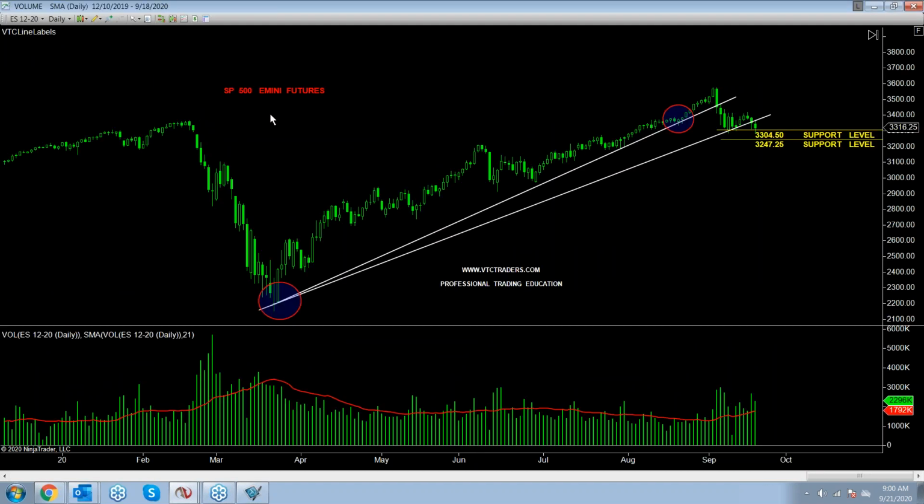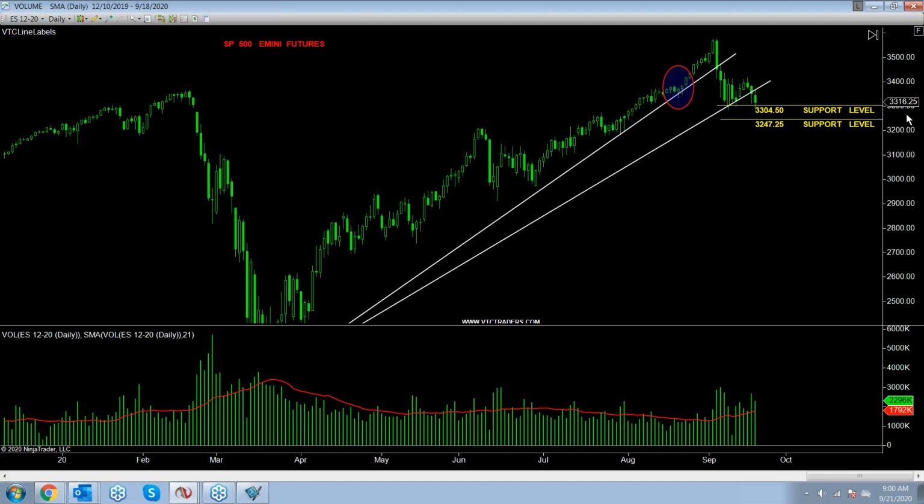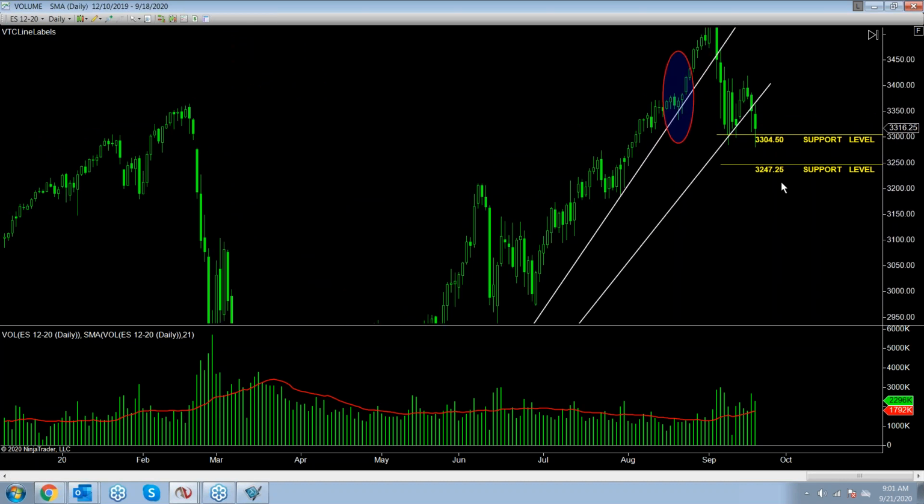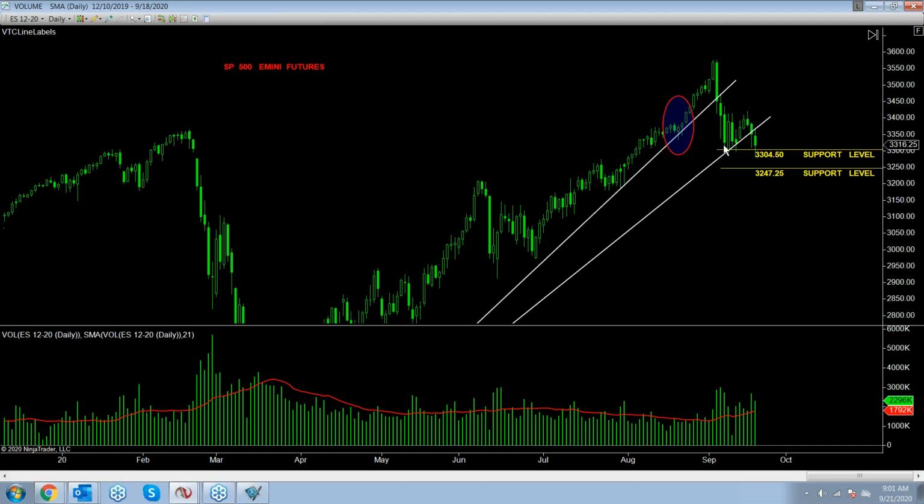Okay, this is S&P E-mini futures near contract month 1220 here. And this is where we have the most recent floor level established that is put into play from the up close of 9/9/2020 at 1700. Okay, here is the settlement. Here is the level at 3304.50.